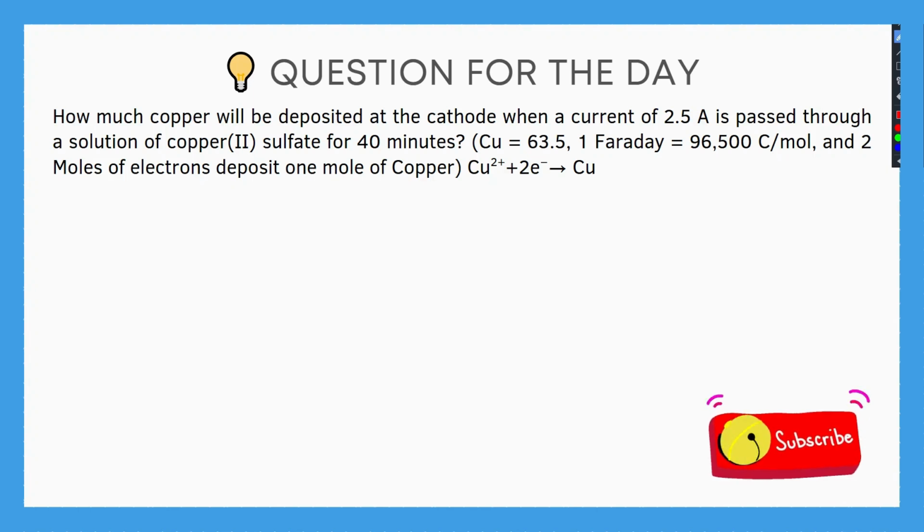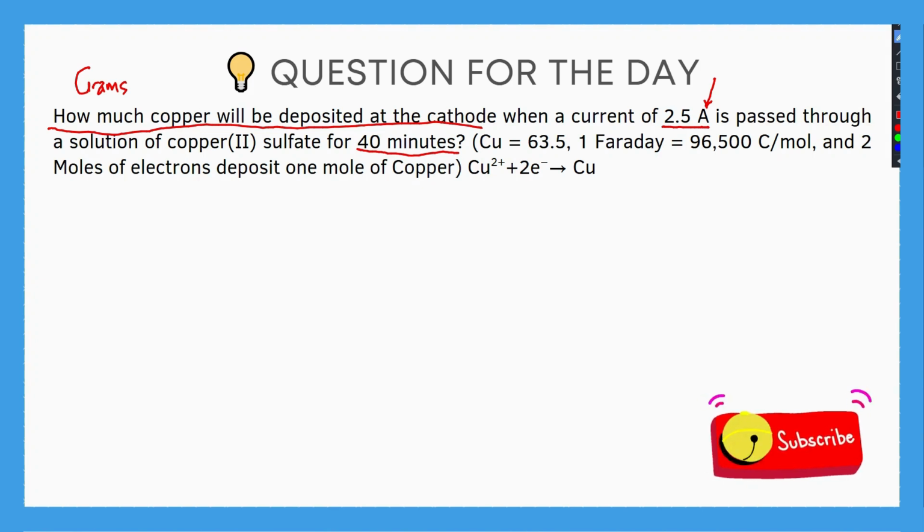On today's episode, we have a question on electrochemistry that says, how much copper will be deposited at the cathode when a current of 2.5 amperes, this A over here stands for amperes, is passed through a solution of copper sulfate for a time period of 40 minutes. So they're asking us how much copper. Whatever we calculate, our answer should be in grams, because "how much" is simply asking us for the amount of copper in grams, or the mass of copper produced.